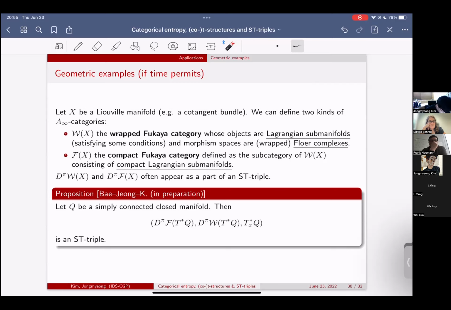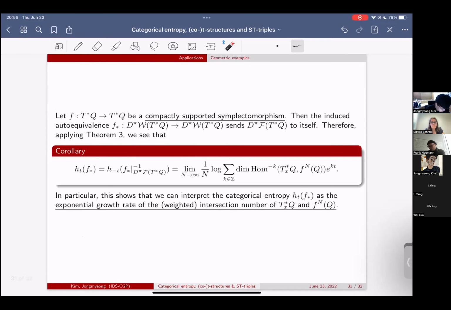And it is not hard to show the following. Let Q be a simply connected closed manifold, and we consider the cotangent bundle of Q, and then the triple of the derived compact Fukaya category, the derived wrapped Fukaya category, and finally the cotangent fiber is as in the setting. So we can apply the previous result to this situation. For instance, we can consider the following situation.